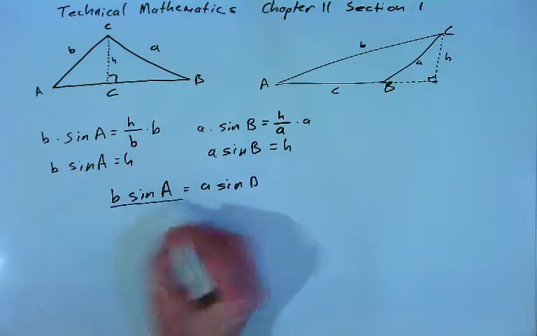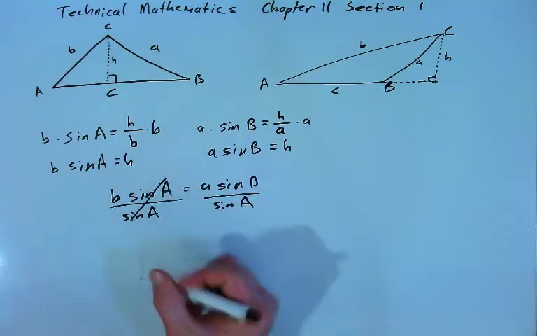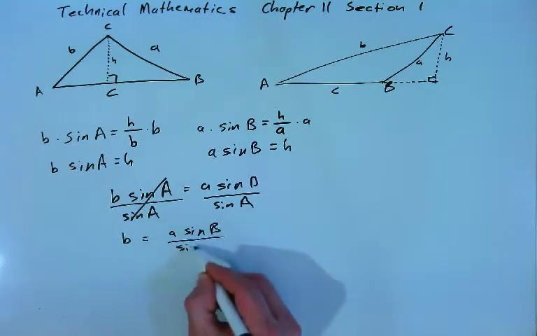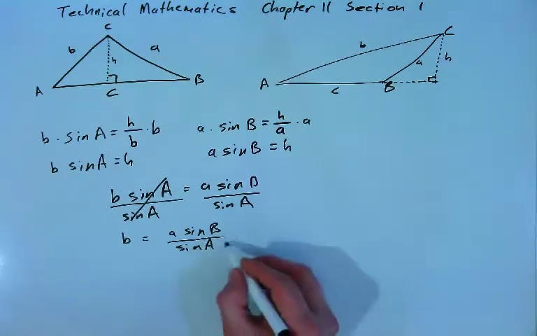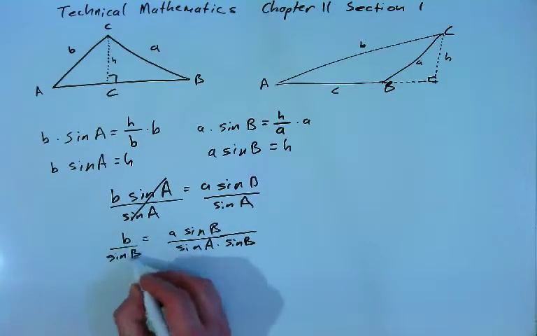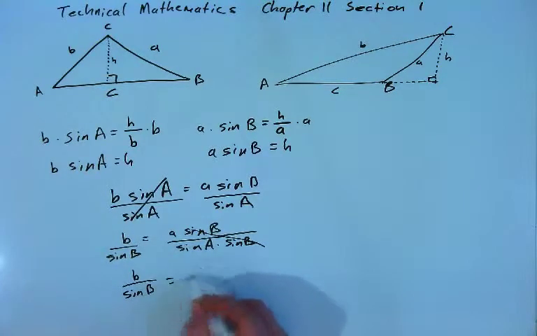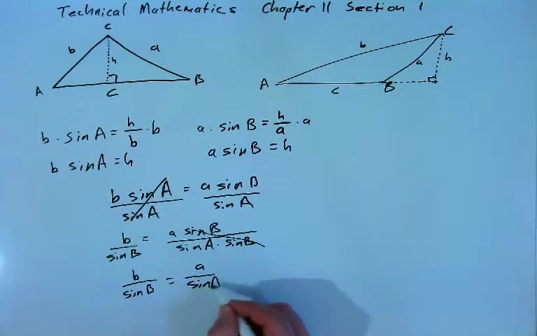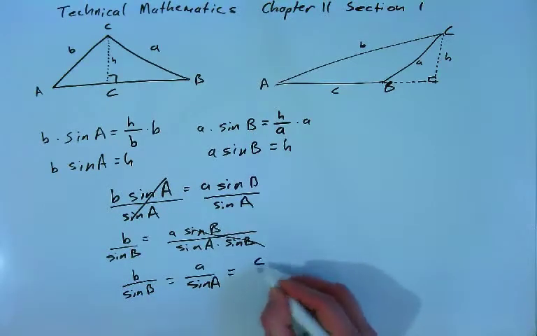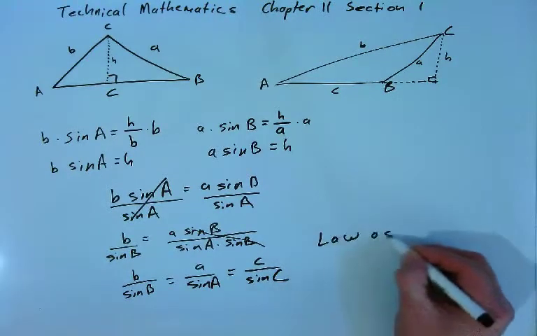So now what we want to do is divide both sides by the sine of A. They cancel over here, and we get B equals A sine B over sine A. And now we want to divide both sides by sine B, so that they cancel over here. And we have B over sine B is equal to A over sine A. And using the same method, we could also prove that this will also be equal to C over sine C. And this is known as the law of sines.